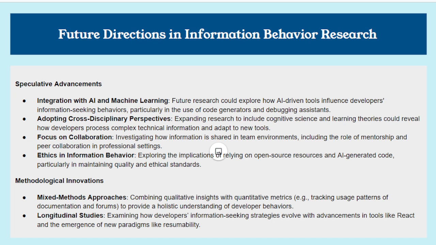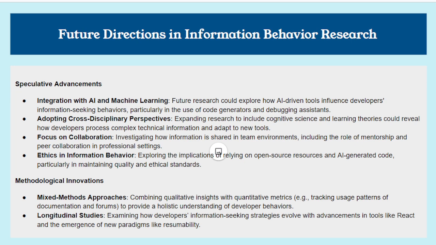Future directions in information behavior research. So I'm really big on AI. I just think it's very interesting. One of my first coding projects was an AI image generator, and I used an API from ChatGPT. So the images weren't really clear, but you could definitely tell what you were trying to input into the box.